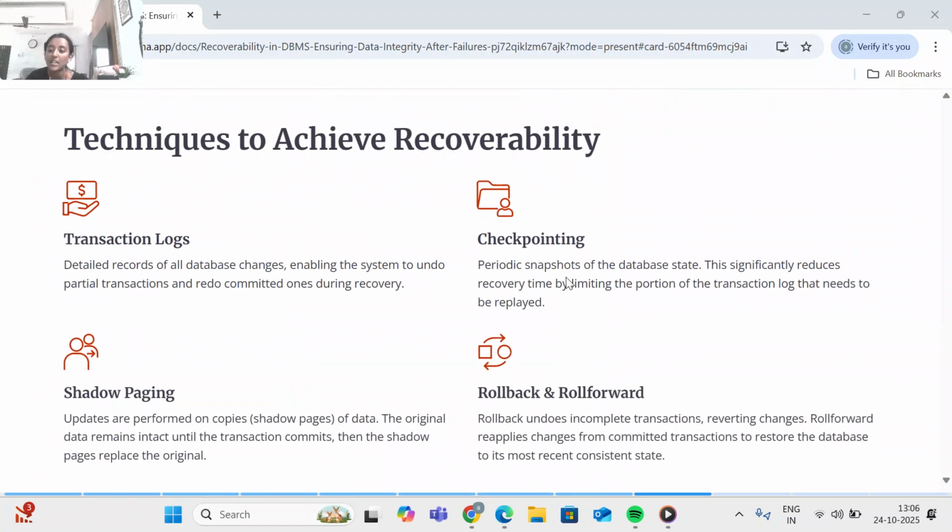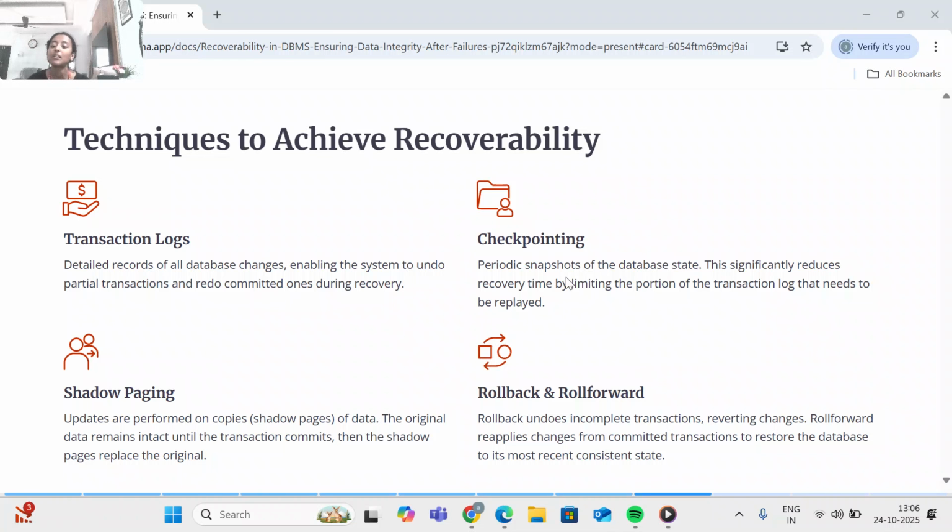Techniques to achieve recoverability. There are four types of technique where we can achieve recoverability: transaction log, checkpointing, shadow paging, rollback and roll forward. Transaction log: a detailed record of all database changes, enabling the system to undo partial transactions and redo committed ones during recovery. Checkpointing: periodic snapshots of the database state. These significantly reduce recovery time by limiting the portion of the transaction log that needs to be replayed.